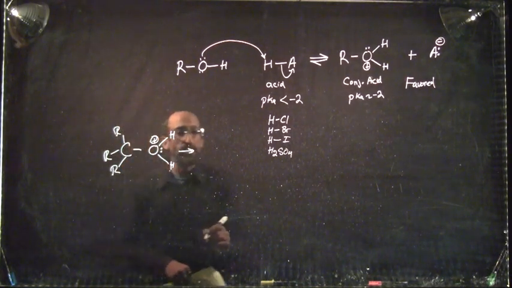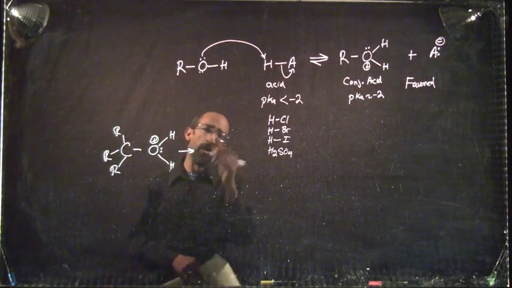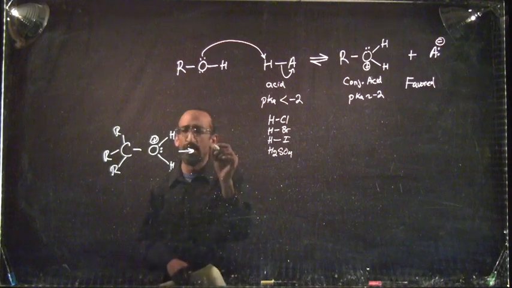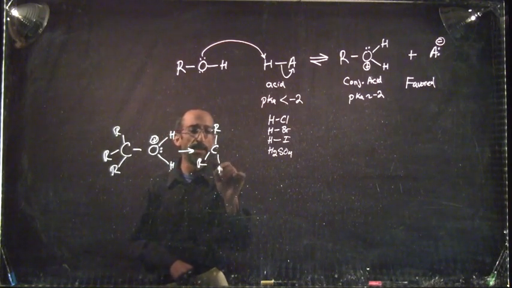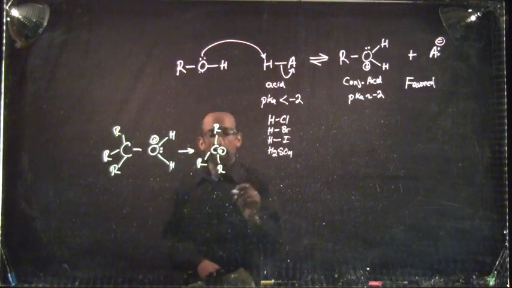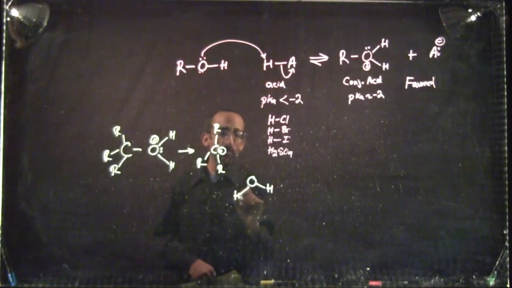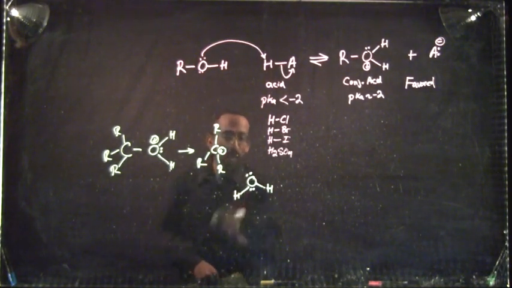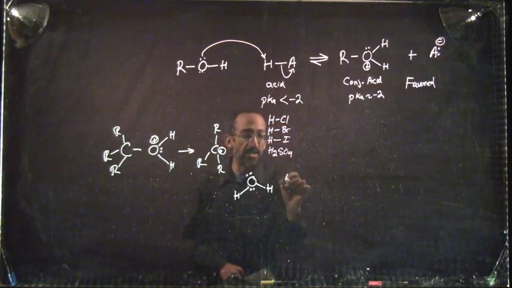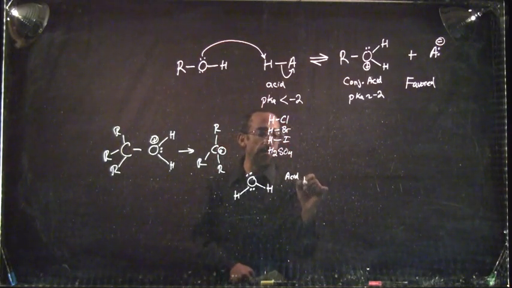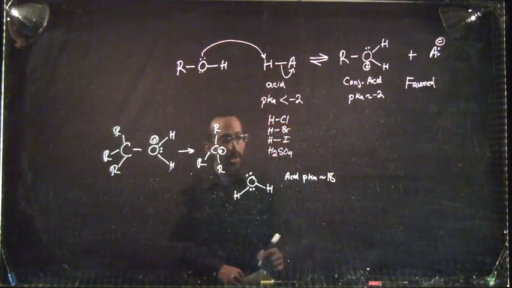Now, when this dissociates, I'm just going to use an SN1 process here for this dissociation. So I'm going to form a carbocation, right? Our leaving group is water. Now, water is a weak acid. So as an acid, it has a pKa of approximately 18, right?